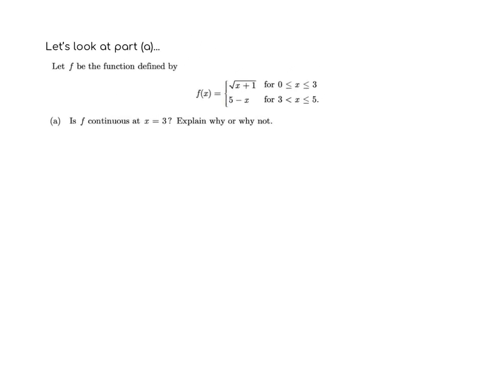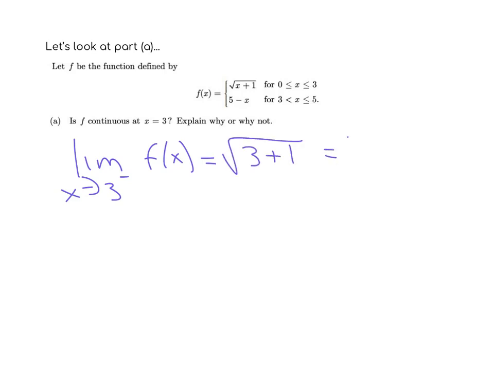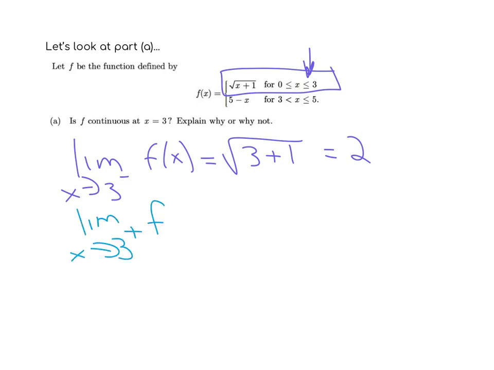Alright, so the first question, as I suggested, was going to be, are we continuous? So the limit as x goes to 3 from the left is the square root of 3 plus 1, which is 2. We dealt with this function because we say less than 3 right there. If we're less than 3, that's to the left, hence the negative on the limit. And the limit as x goes to 3 from the right is going to be 5 minus 3, which is 2. And now you have to explain.